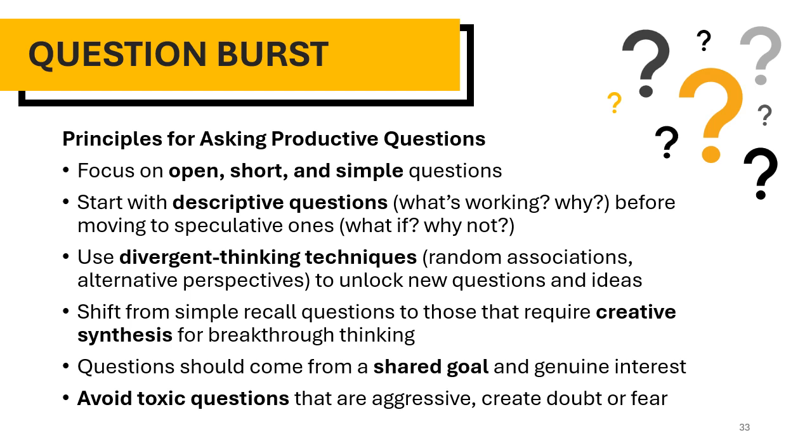Key considerations. We need to make sure that questions are open, short, and simple. We need to make sure that they are descriptive before they are speculative. That means what's working, why, before what if, why not. We need to use divergent thinking techniques, so maybe random associations or alternative perspectives. We want to shift from simple recall questions to those that require creative synthesis. So we're looking for some strange, out there questions that can make us think about this problem from a different angle.